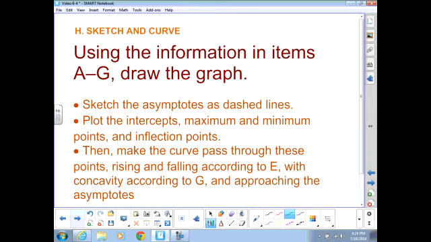Now when we're sketching it, you want to first draw in any asymptotes and points that we know. So the points that we know would be your intercepts, maxes and mins, and inflection points. Once you have those in with your asymptotes, draw in with your concave up and concave down, just like we've done before, then you'll use your increasing and decreasing to check to make sure it matches up.